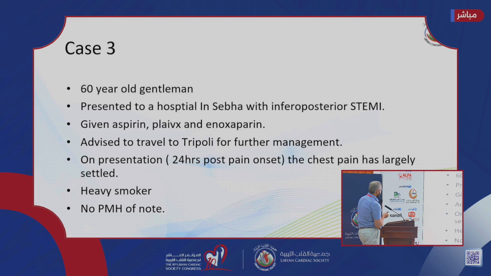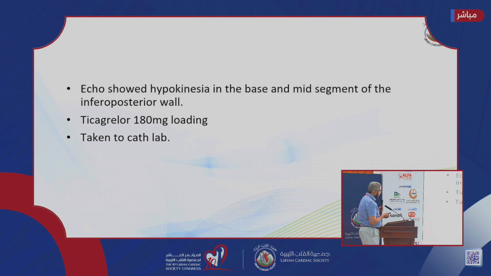Case number 3 is a 60-year-old gentleman who presented to a hospital in Sabha with inferoposterior ST elevation myocardial infarction, who was given aspirin, Plavix, enoxaparin, and was advised to travel to Tripoli for further management. He presented to us one day post-onset of his chest pain, which has now largely settled. He's a heavy smoker, and he doesn't have any past medical history of note.